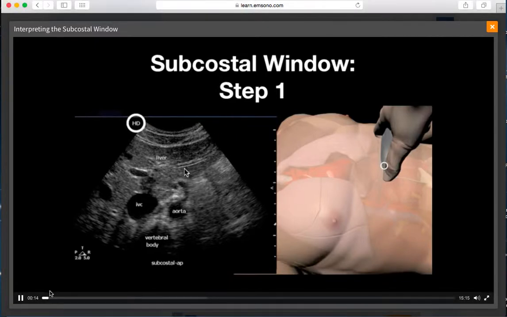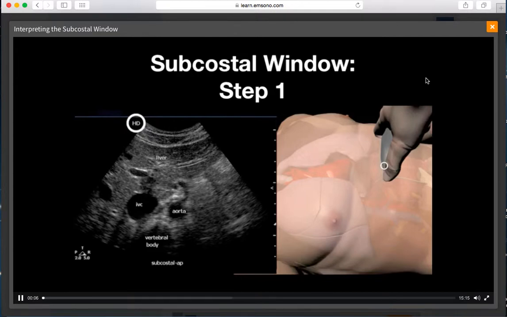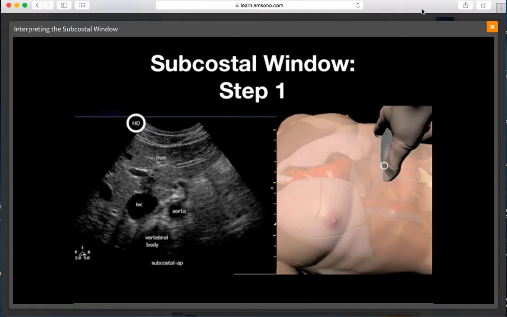Transducer in an AP position and the subcostal window. We're going to look at the interpretation in a step-by-step fashion also. So in step 1, you're going to have the transducer in an AP position, and the main thing you're going to be able to visualize is the liver and the inferior vena cava.